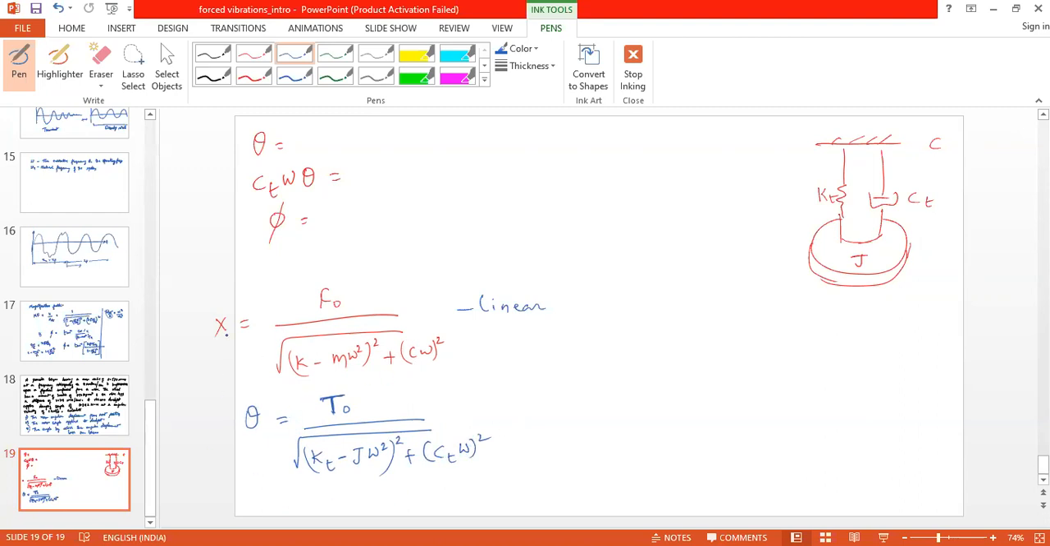Now I have to use this equation to find the maximum angular displacement. T0 is given in the question, it is 0.588 Newton meter, and KT is also given. It is the stiffness of the wire, that is 1.176 Newton meter per radian, and the damping coefficient CT is 0.392 Newton meter at an angular velocity of 1 radian per second.